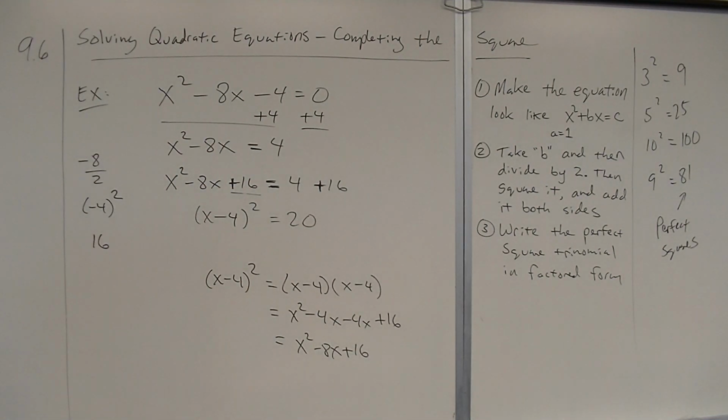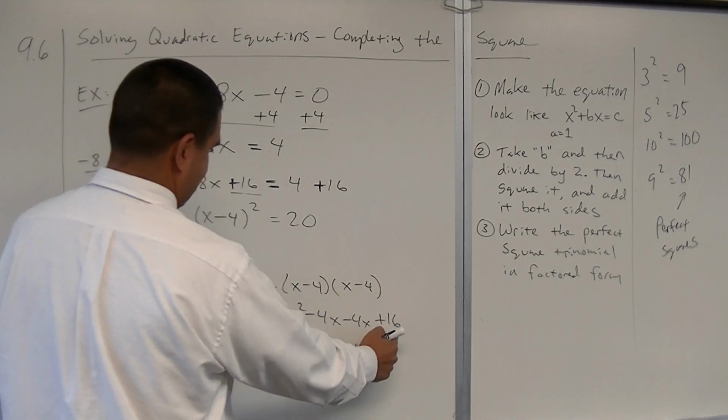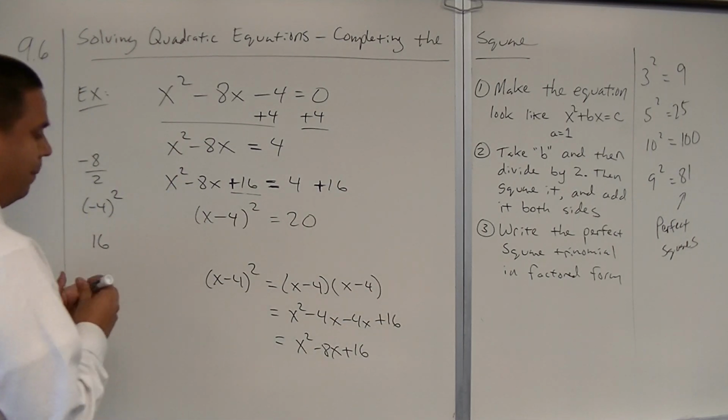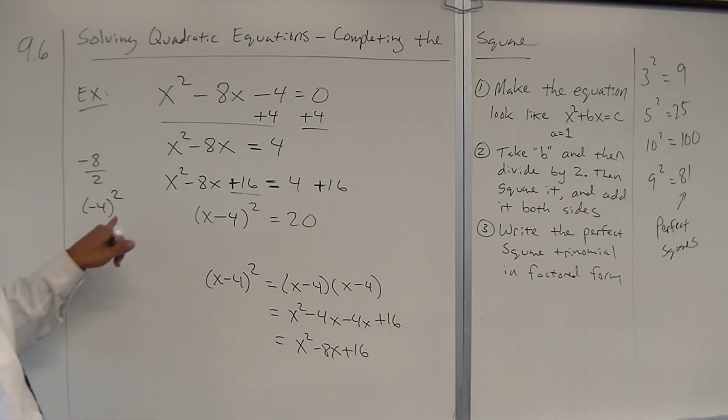What do you get? Negative 4 squared is 16. That's how we get the 16. So that's why we square it.